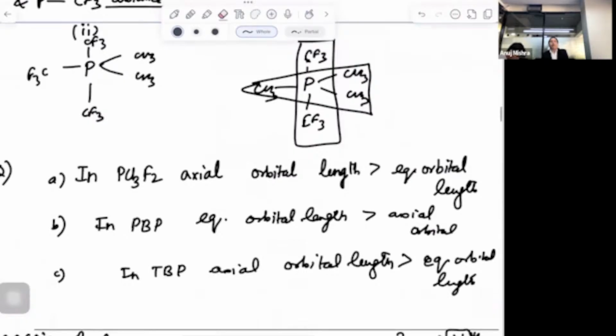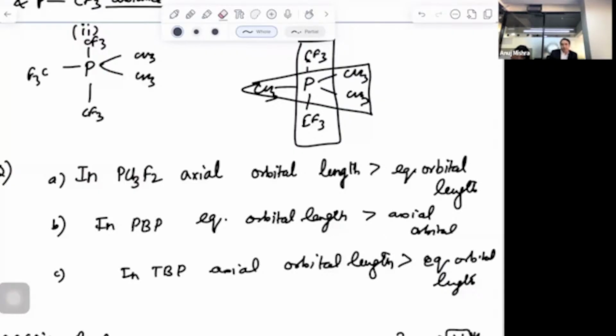In PCl3F2, ये क्वेश्चन है, ABC 3 पार्ट्स है. In PCl3F2, axial orbital length. Axial means ये वाला, vertical वाला, right? And equatorial, you understand, the planar thing. So in PCl3F2, axial orbital length is more than equatorial orbital length.